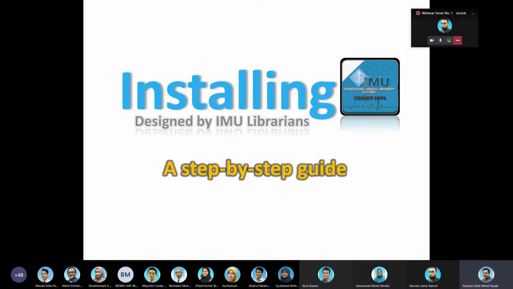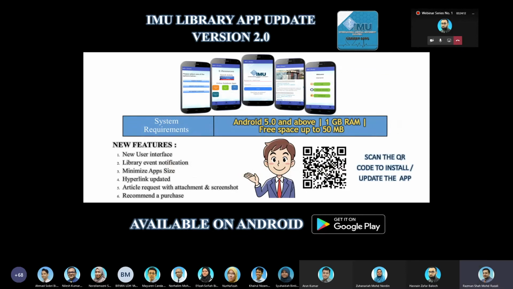The first app will be the Library Services app. You can see here on your screen the brief introduction regarding the app. The system requirements will be Android 5.0 and above, and you are required to have 1 GB RAM memory for your device and a flash space of about 50 megabytes. And these are the features on the left side.